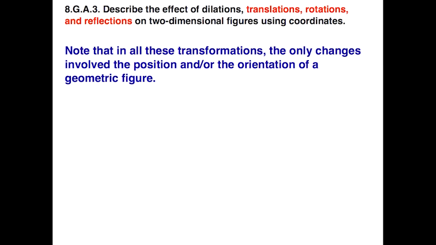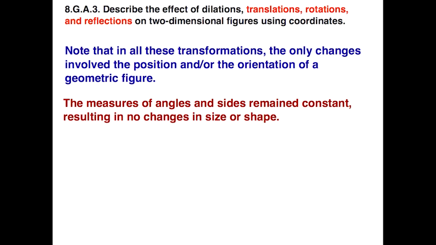If we're talking about translations, rotations, and reflections, note that in all of these, the only changes involve the position and/or the orientation of a geometric figure. The measures of the angles and the sides remain constant. There was no change in size or shape.